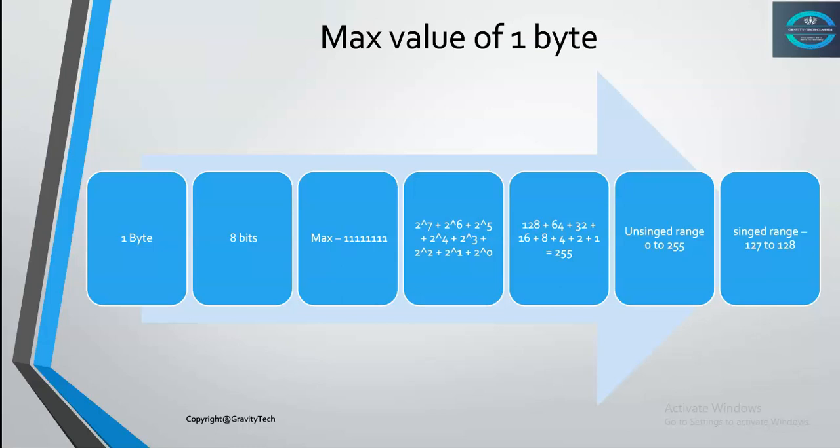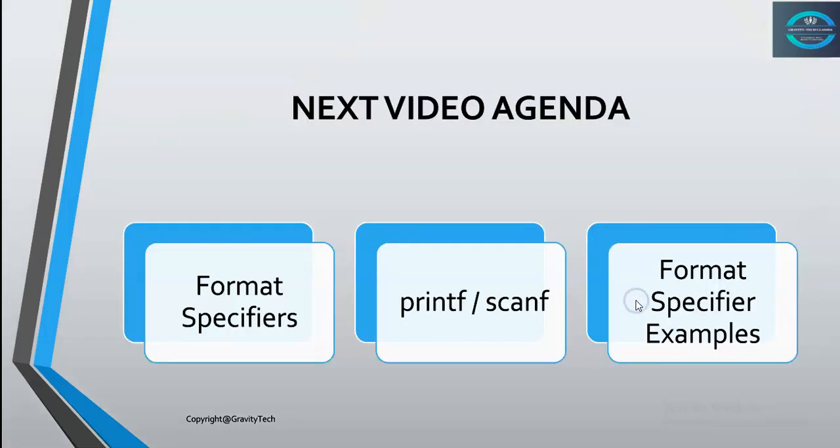So the unsigned range is from 0 to 255, and the signed range will be minus 128 to 127. Okay, yeah, that's all I had in this video.